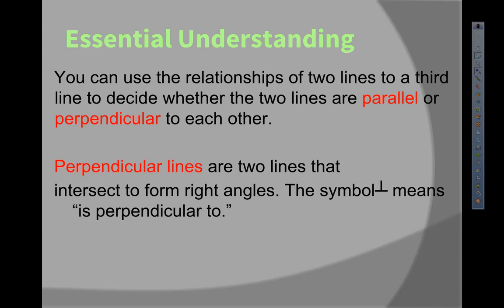Perpendicular lines are two lines that intersect to form right angles. The symbol that looks like an upside down T means "is perpendicular to." So when you see this upside down T symbol, that's telling you that two lines are meeting at right angles.